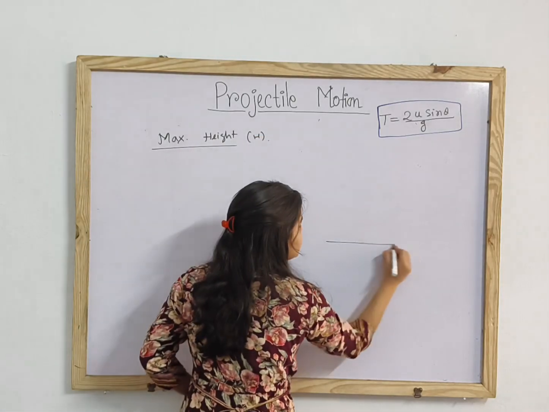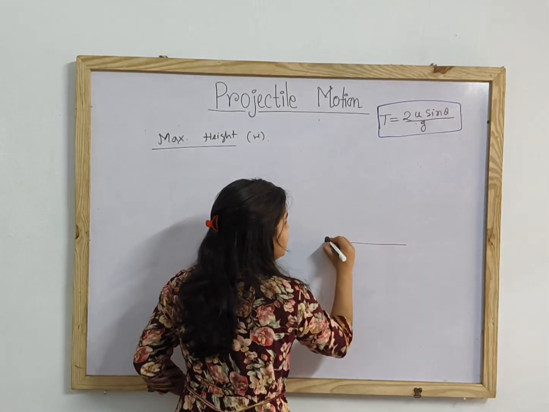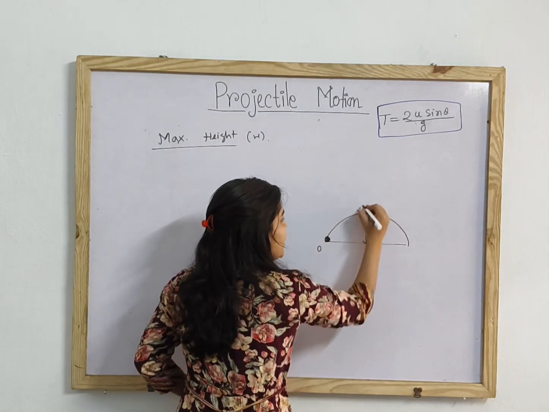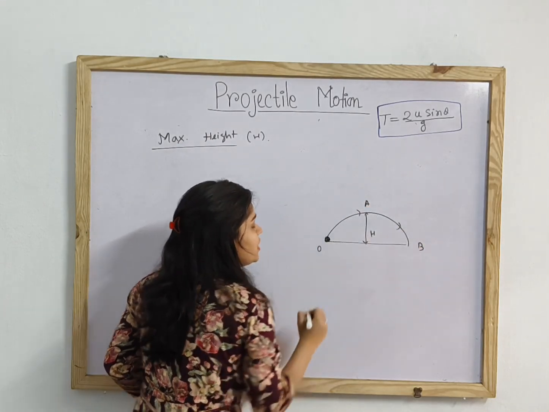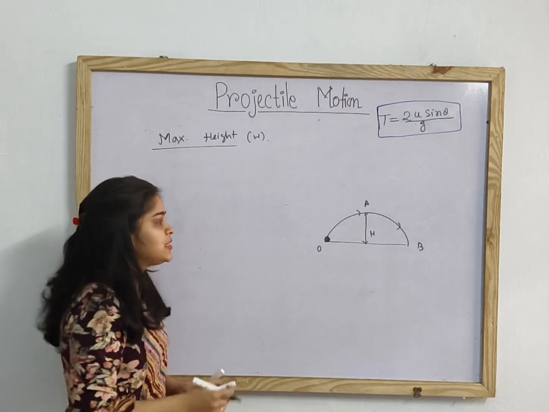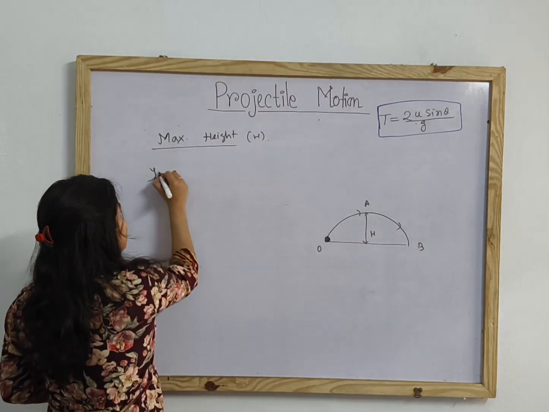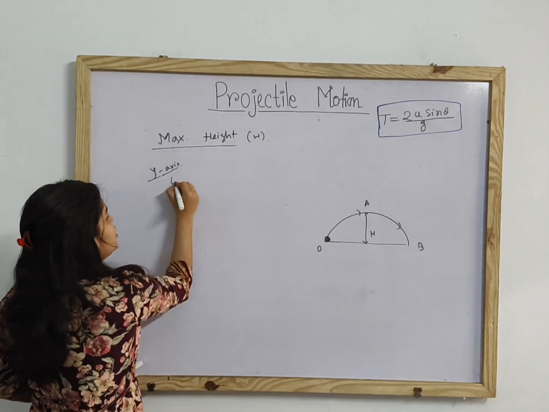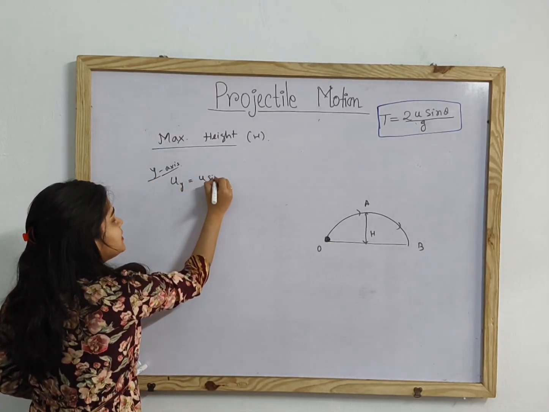So obviously this is the projectile and it will follow this path. This height is your maximum height and the path is OAB. If you want to calculate the maximum height, that means again we will take the y-axis into consideration. So again, uy is equal to u sine theta.